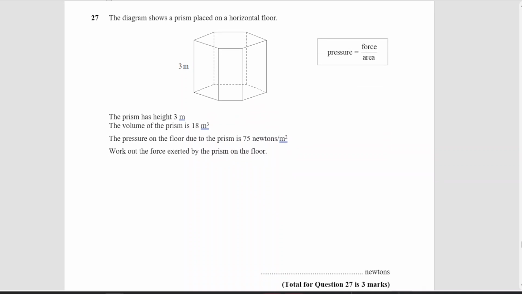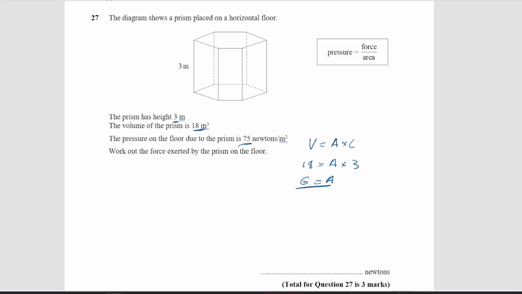Okay, question 27. Diagram shows a prism placed on a horizontal floor. The height of the prism is 3. The volume of the prism is 18. The pressure on the floor due to the prism is 75 newtons per meter squared. Work out the force exerted by the prism on the floor. Well, the volume of any prism is going to be equal to the area of the face times the length of the prism. So in this case, 18 is going to be equal to the area times 3. So the 6 is going to be equal to the area.